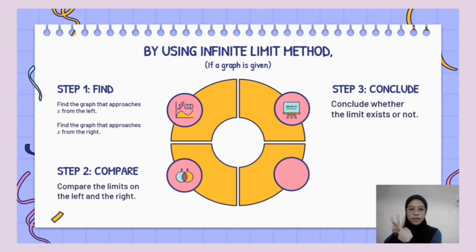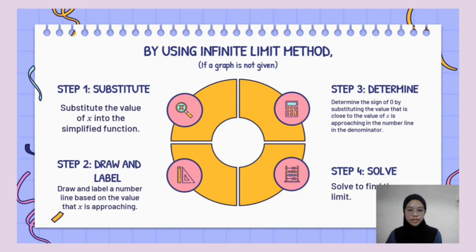The first step is find, compare, and conclude. If a graph is not given, then there are four steps that we need to do. The first step is substitute, draw and label, determine, and solve.